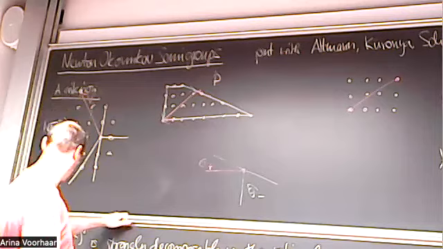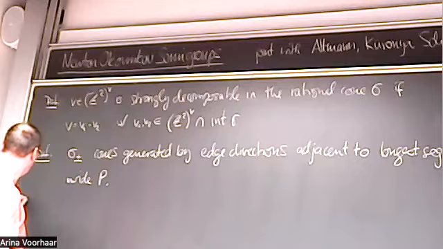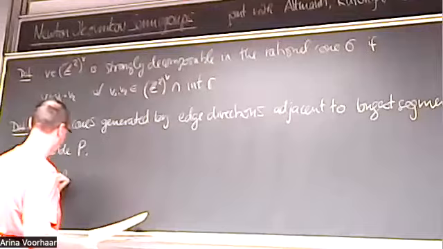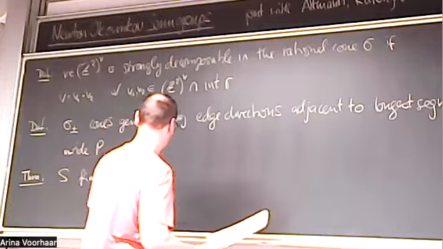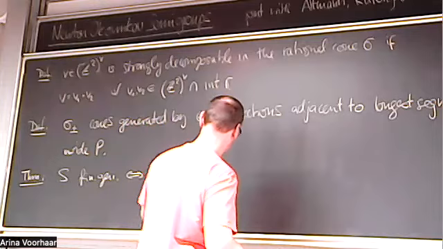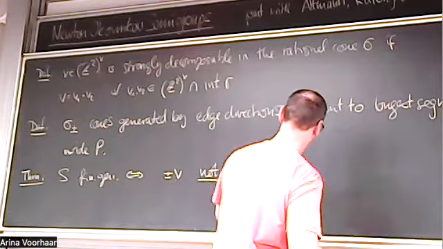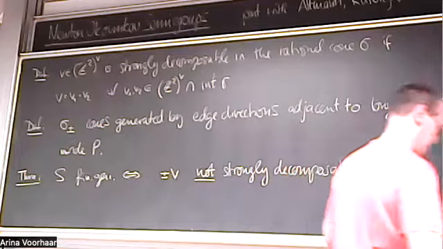Okay, and if I have these definitions, then I can reformulate the theorem: F is finitely generated if and only if the polygon P and B are not strongly decomposable with respect to sigma plus.